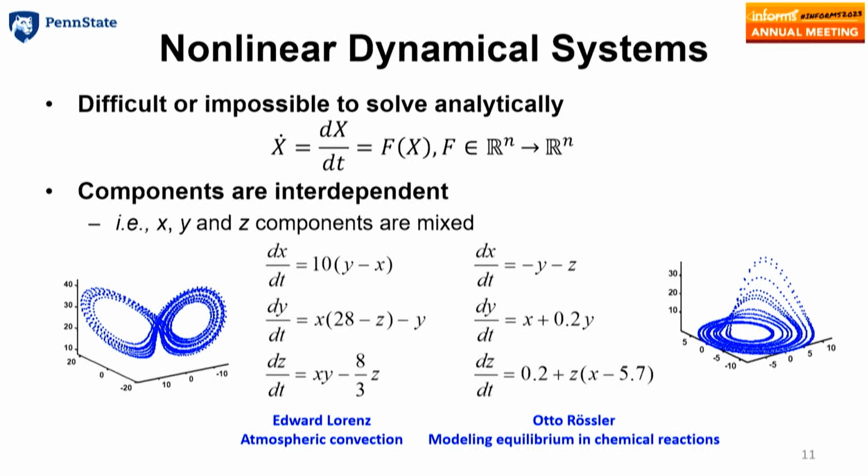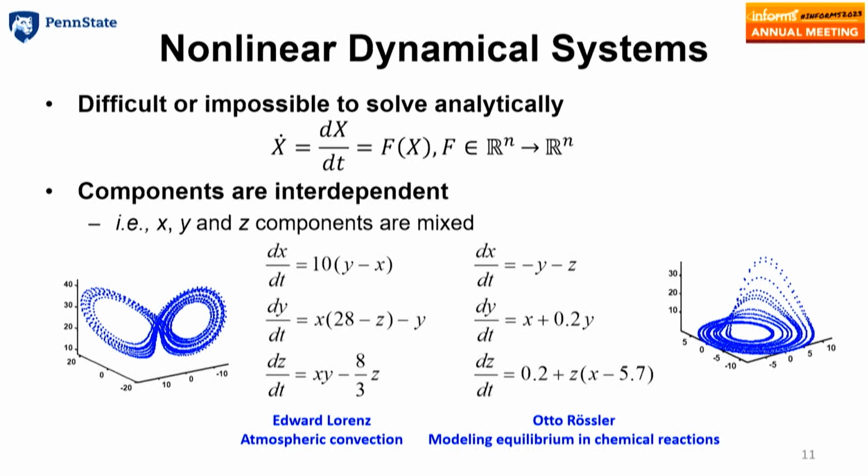For example, in this one, we have x, y, z, and x, so this is the Lorenz system. But we see there are multiplications of two components, x and z, and x and y. And here we see that in the Rossler system, this is a trajectory, or you can call it state space, and we can see the state space trajectory. This is a Rossler trajectory, and this is a Lorenz trajectory. So the Lorenz system is widely used for weather forecasting, while the Rossler system is used to model equilibrium in chemical reactions.